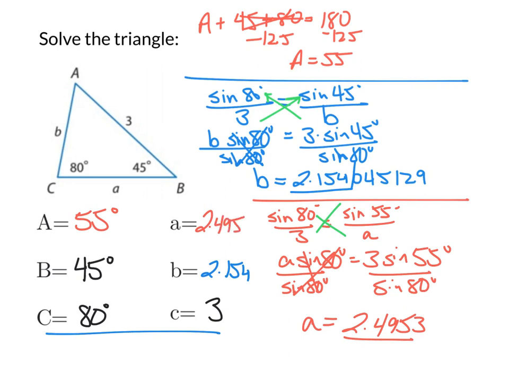Before you leave a problem, of course, you should check to see if your answer makes sense. And how you will know it makes sense is by comparing the angle to the side. The biggest angle, 80 degrees, should be paired with the biggest side, 3. And the smallest angle, 45, should be paired with the smallest side, 2.154. Once we have all that, it seems pretty reasonable that we got good answers.